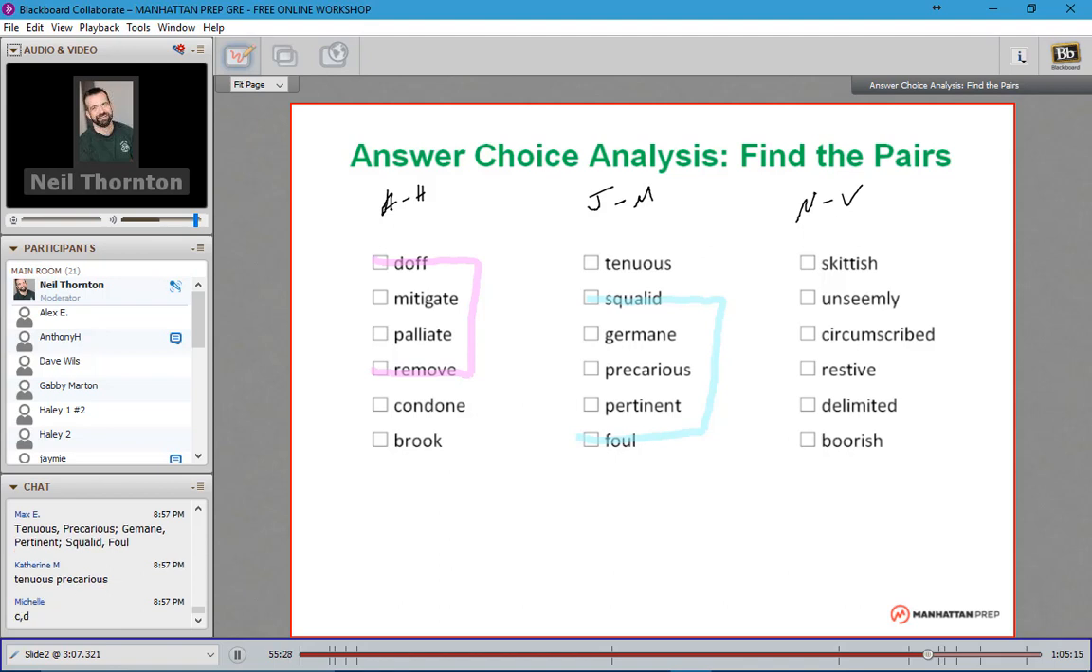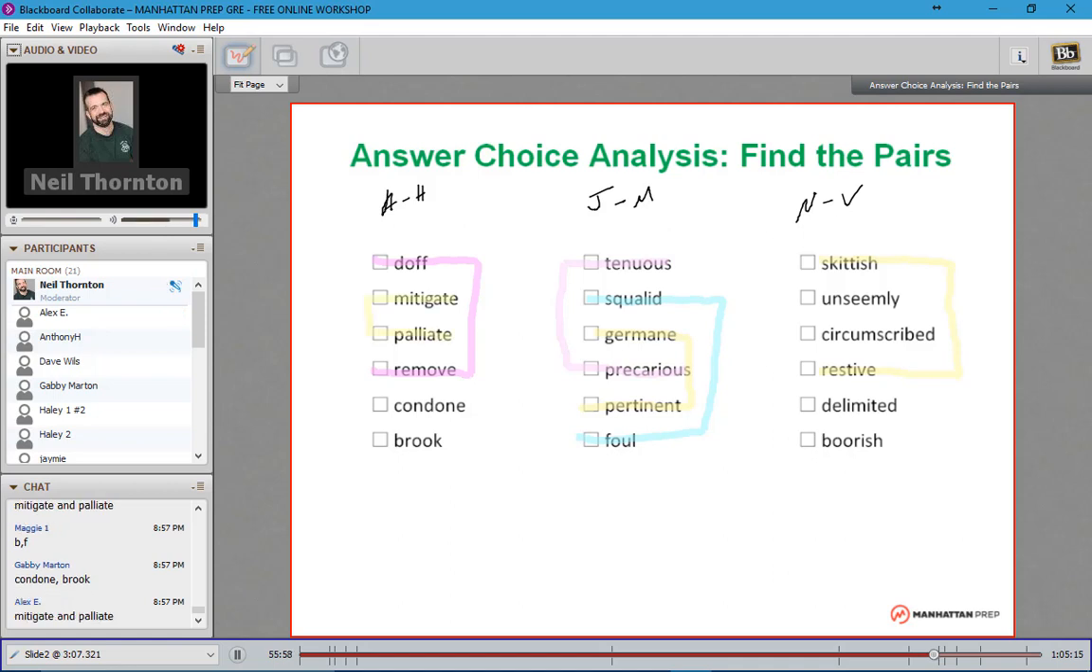Tenuous and precarious. Yeah, tenuous situation and a precarious situation. That's a pair here. All right, and then germane and pertinent. That's a pair there. Cool, I like it. Skittish and restive. Nice. All right. Mitigate and palliate. So mitigate and palliate there.